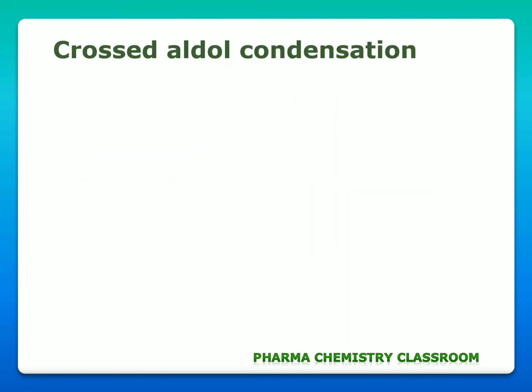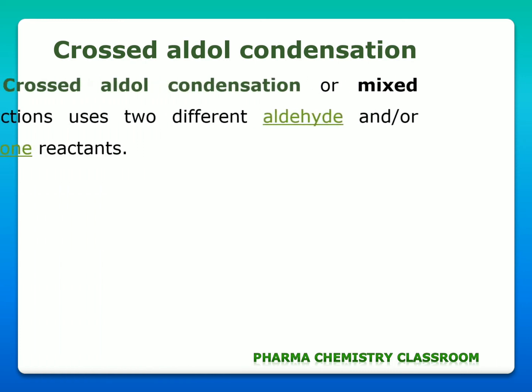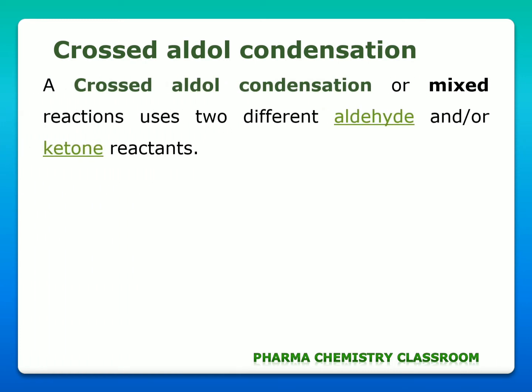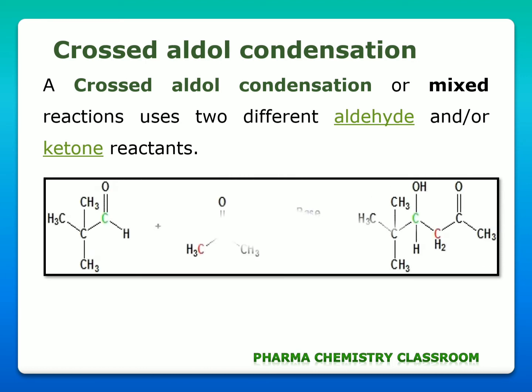Next we will see what is crossed aldol condensation. When aldol condensation takes place between two different aldehydes or ketones, it is known as crossed aldol condensation. Here you can see the aldol condensation taking place between different carbonyl compounds.